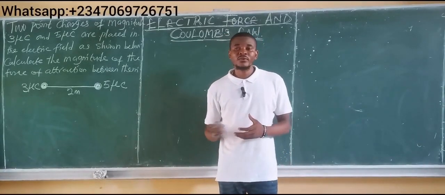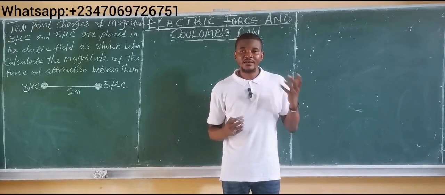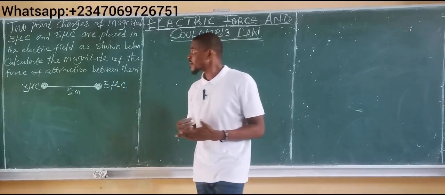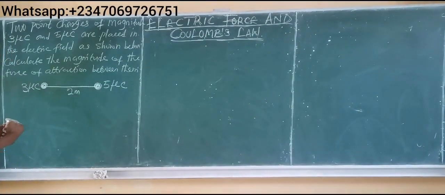Welcome back. So let's consider this question on the board to explain everything we've learned in the first segment of the video. Now the question says two point charges of magnitude 3 microcoulombs and 5 microcoulombs are placed in an electric field as shown below. Calculate the magnitude of the force of attraction between them.